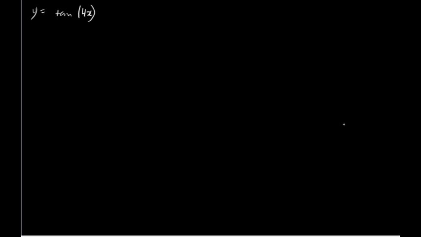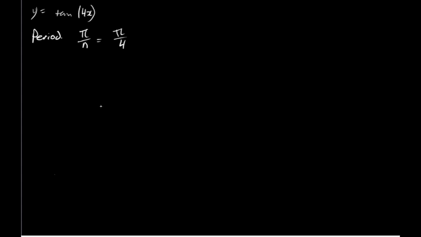The next example, we're going to have a look at a period change. So we've got the tan of 4x now. And for tan graphs, our period, very similar to the other functions, is just pi on n. In this case, we've got a value of 4. So pi on 4 is going to be our period.